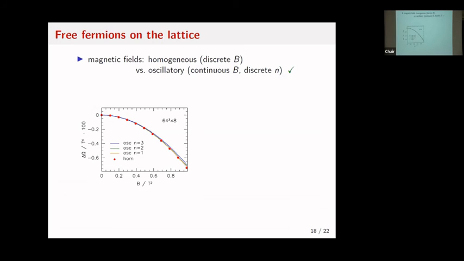Let's make sure that you understand this plot, because people were nodding so far, and now there are not so many people nodding anymore. So maybe there are questions later on.